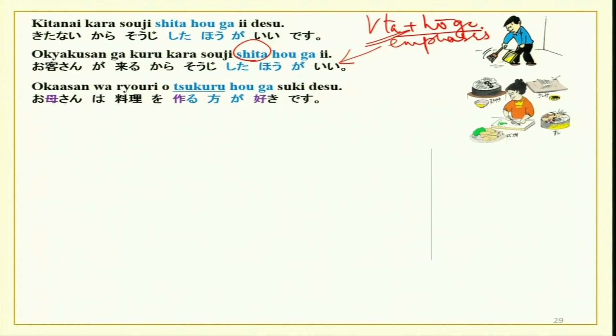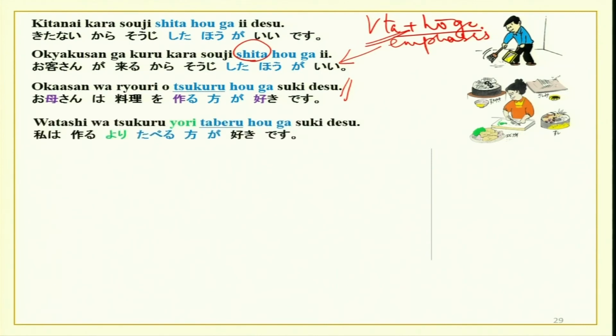Now okasan wa ryori o tsukuru hoga suki desu. Now there is no emphasis over here, it is just a statement, just that my mother likes making food, she likes cooking, that's all. That my mother likes cooking, tsukuru hoga suki desu, she enjoys cooking. Now see, watashi wa tsukuru yori taberu hoga suki desu. So tsukuru yori, more than making, I like eating. Again a statement.